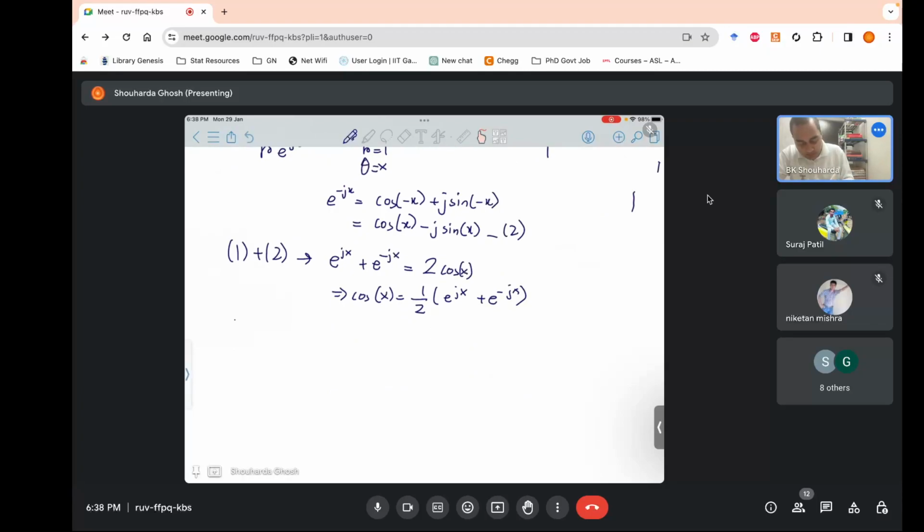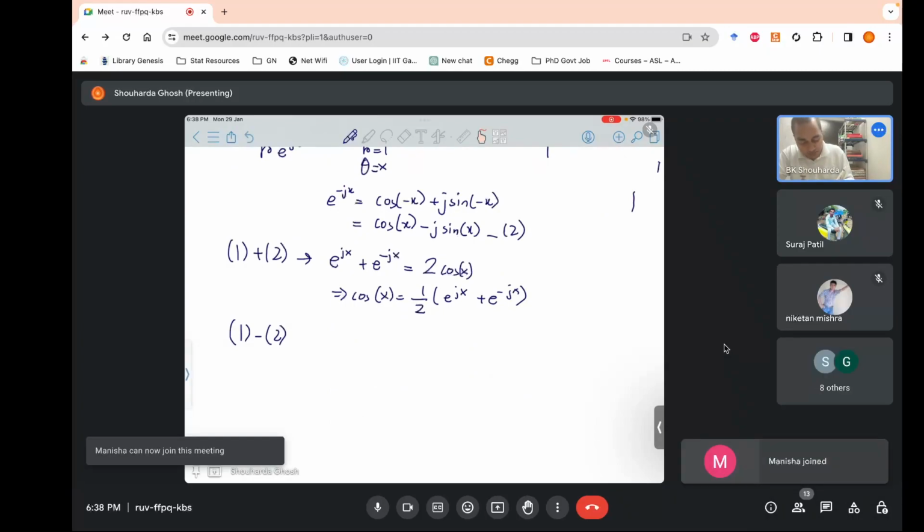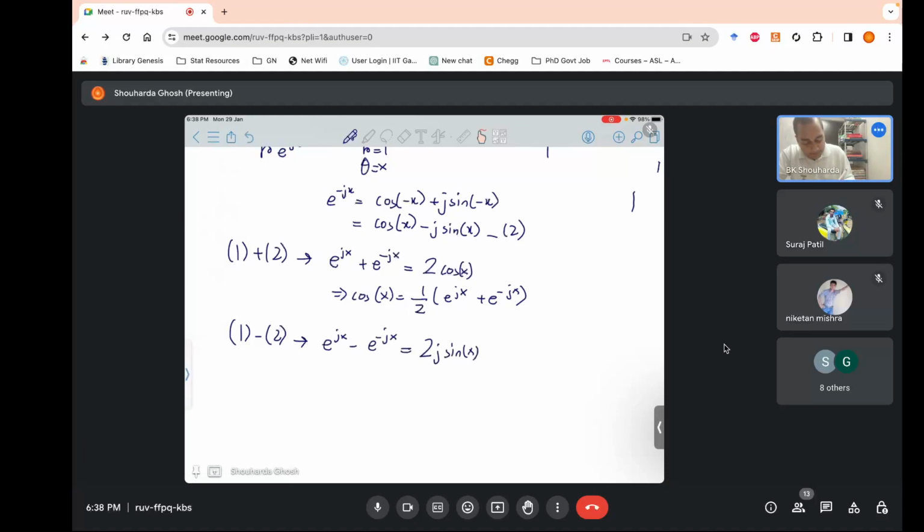Now if I do 1 minus 2, I get e to the power jx minus e to the power minus jx, that's 2j sine of x. Sine of x is eventually 1 upon 2j times e to the power jx minus e to the power minus jx. These things should be at your fingertips, because later when you will be doing advanced problems, these tricks and identities will come in handy.